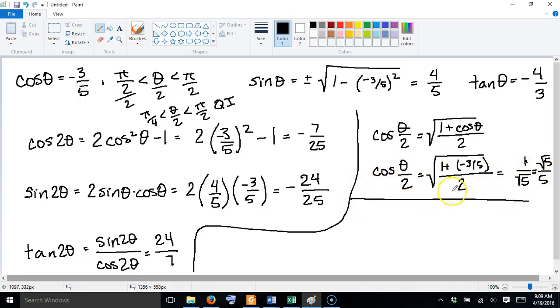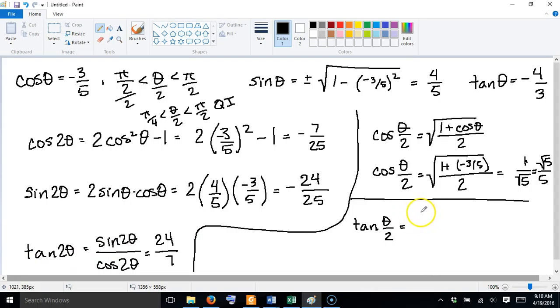Now, let's find tangent of our half angle. And tangent of theta over 2. All right, gonna keep on going. Sorry, I was interrupted. So was my train of thought.